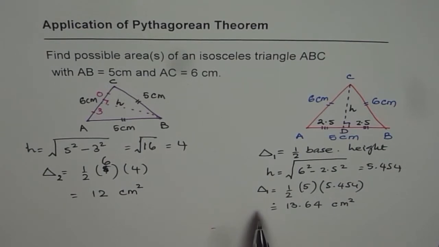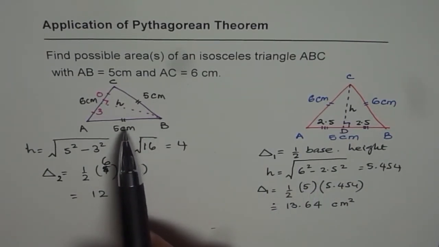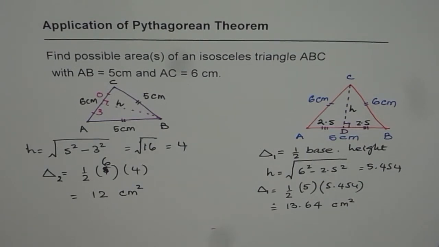So as you can see, we have two different triangles, and as expected, the isosceles triangle where the two equal sides are 5 centimeters has a smaller area of 12 centimeters squared, and the other one has a slightly bigger area of 13.64 centimeters squared. I hope you appreciate that sometimes with given conditions you can have two different triangles and therefore two different areas. I hope that helps. Thank you and all the best.